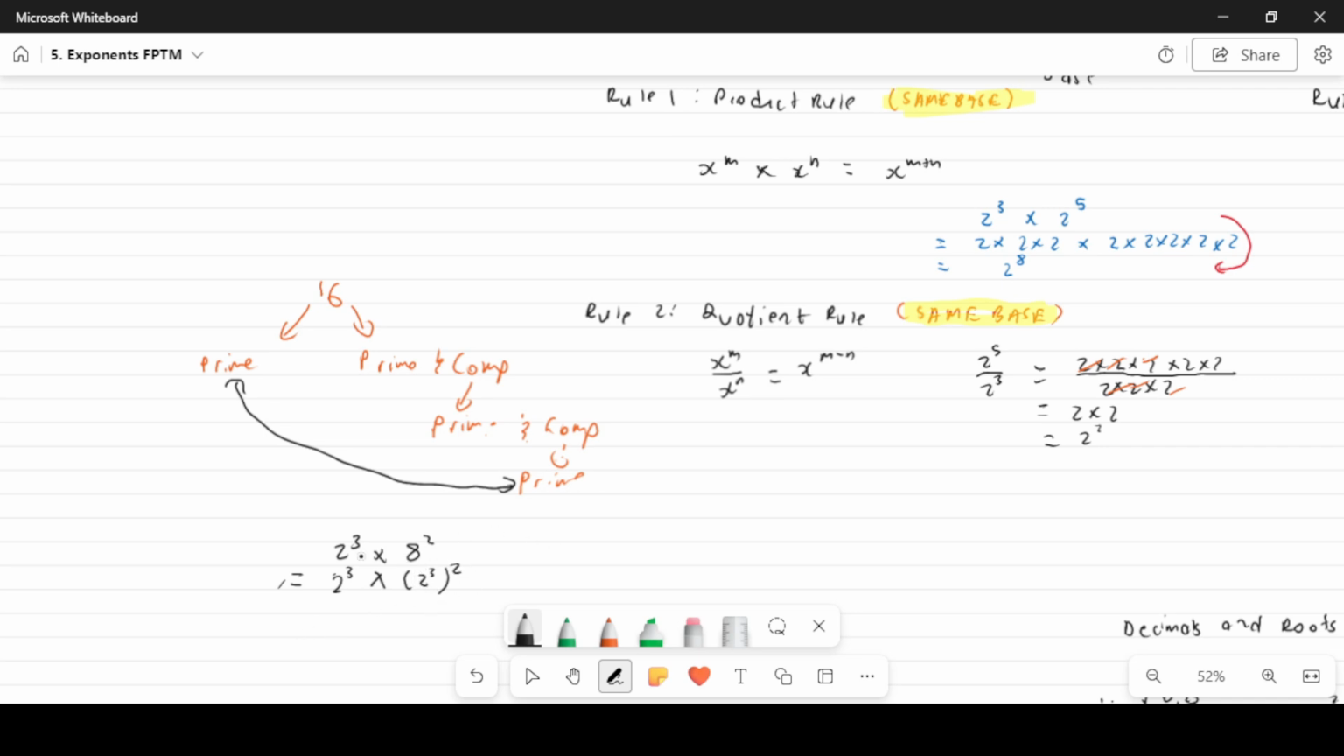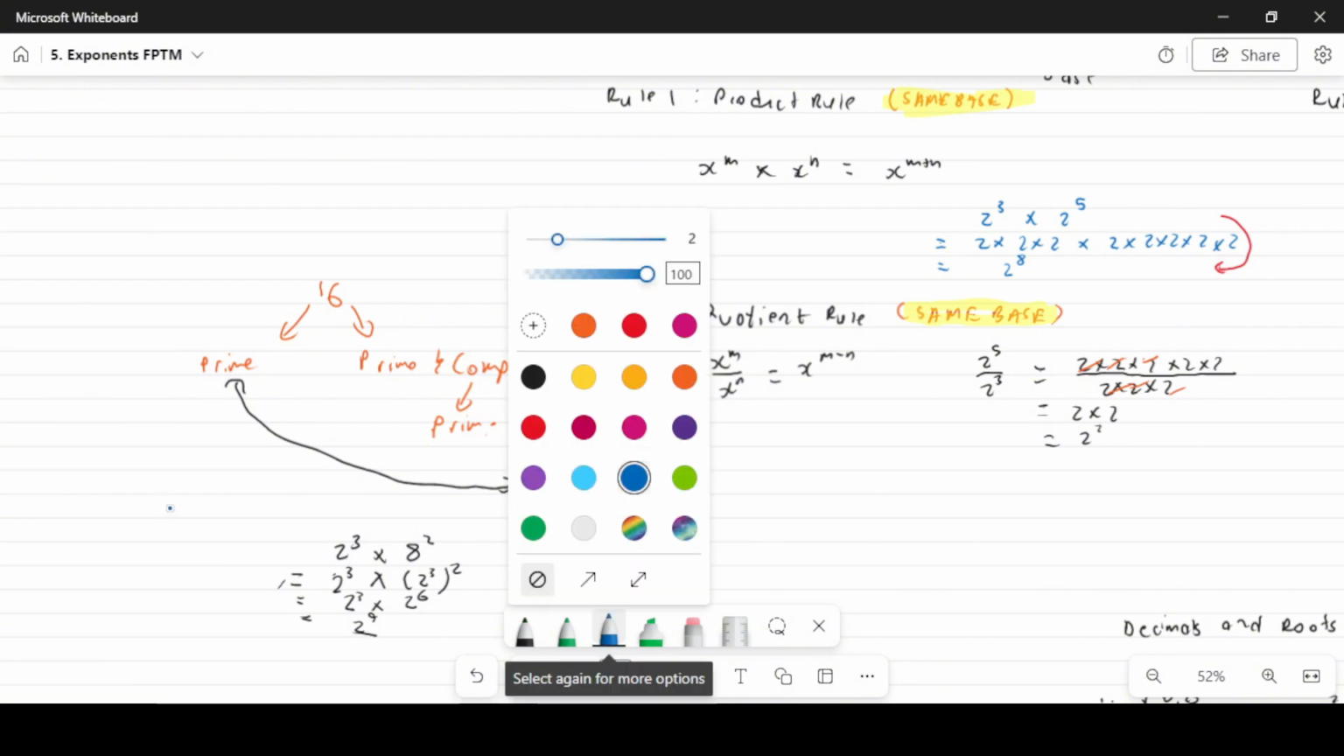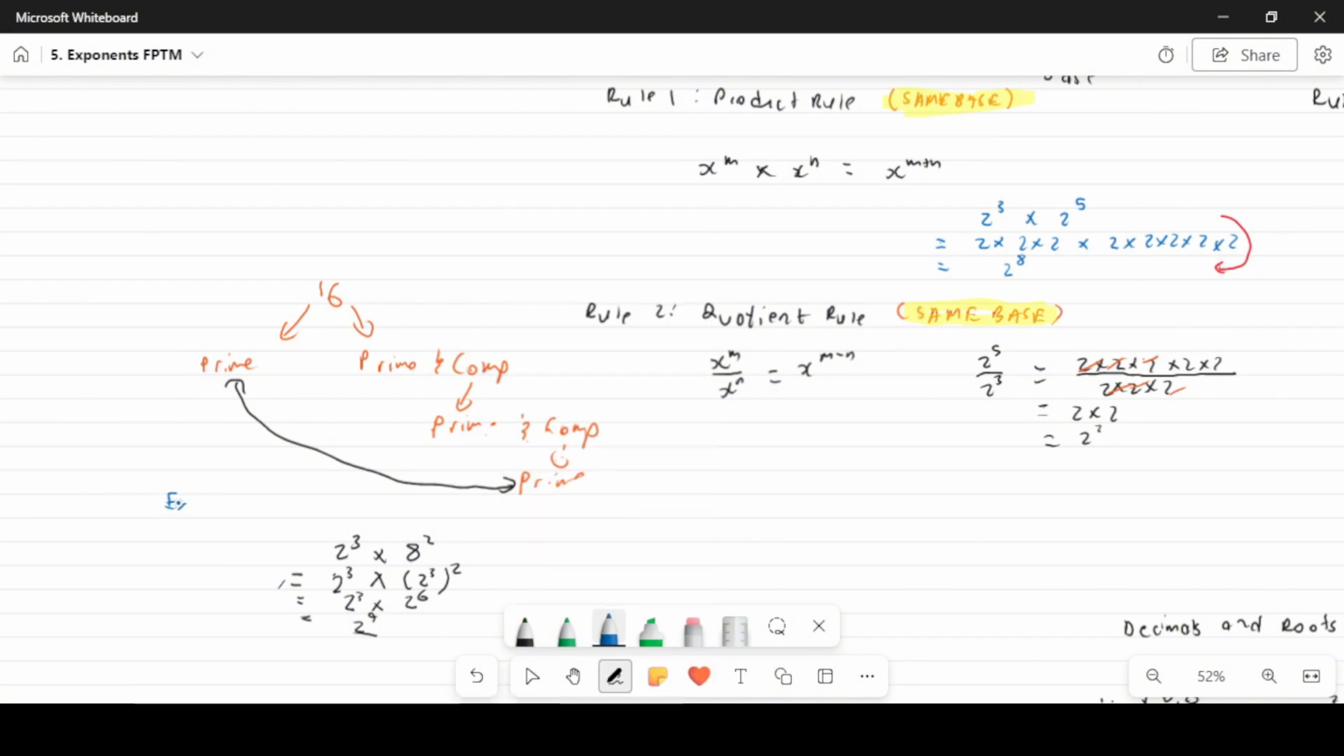Now we're using a couple of the rules, the power to the power rule. So if I have to simplify all of this, this will be 2 cubed multiplied by, when you're raising a power to a higher power, you multiply the powers. So this will be 2 to the power 6. And whenever multiplying terms with the same base, what do you do? You add the indices. So this will be 2 to the power 9. This is what we call expressing exponential expressions with prime bases.